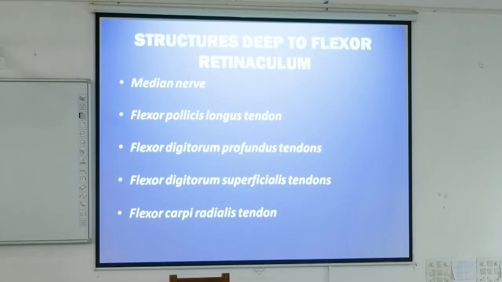Structures deep to the flexor retinaculum. You will all see it in the dissections. And this is the median nerve. Structures deep to the flexor retinaculum: median nerve, flexor pollicis longus tendon, flexor digitorum profundus tendon, flexor digitorum superficialis tendon, flexor carpi radialis tendon.